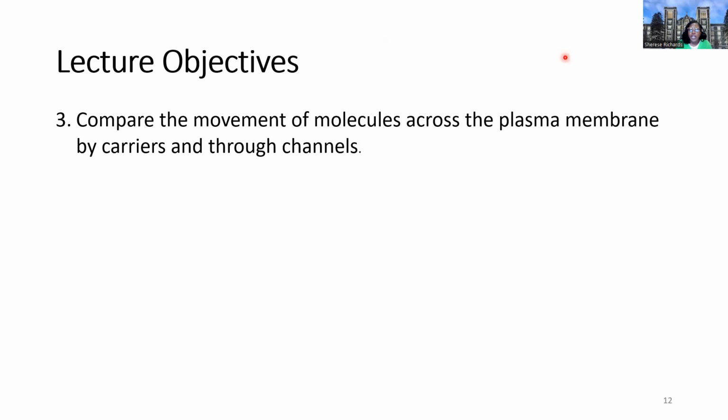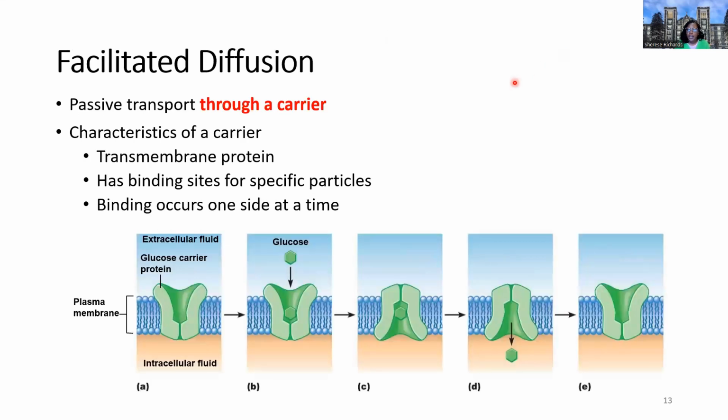Let's look at lecture objective number 3. Compare the movement of molecules across the plasma membrane by carriers and through channels. I want to reiterate that we're still talking about passive transport. I keep saying simple, I apologize. We're still talking about passive transport.